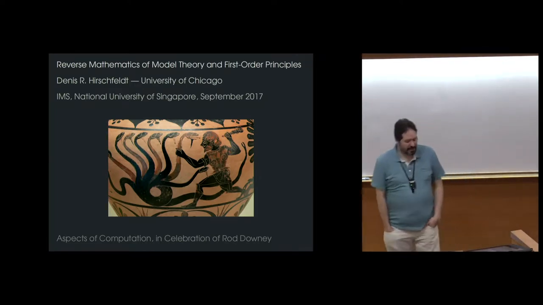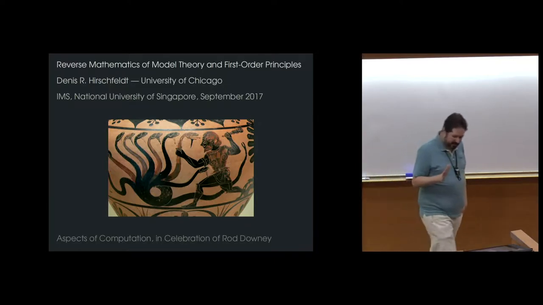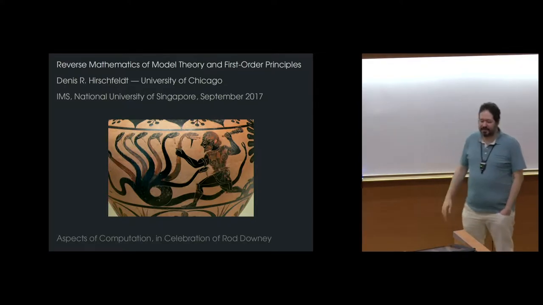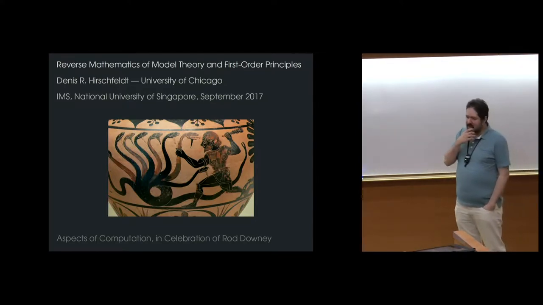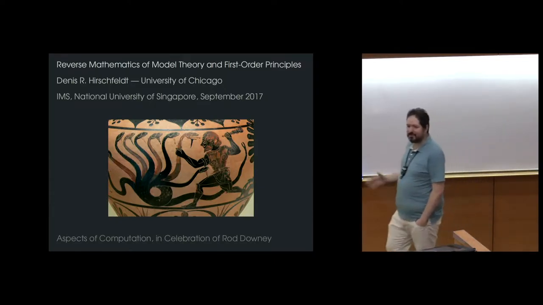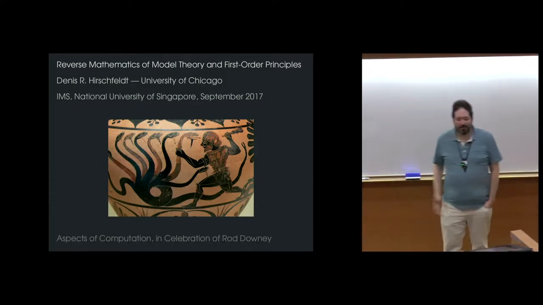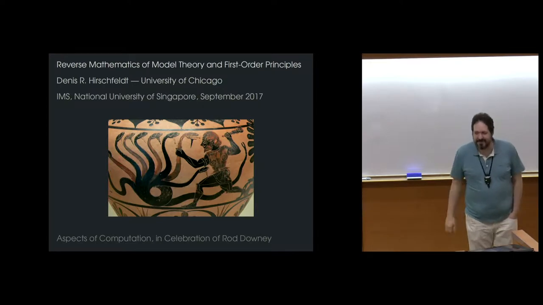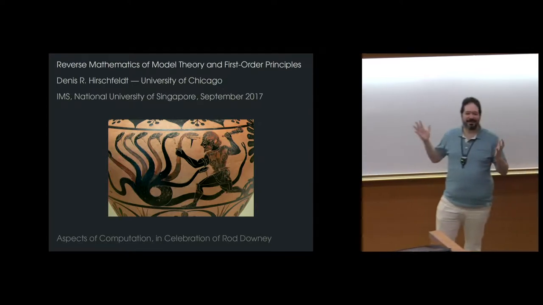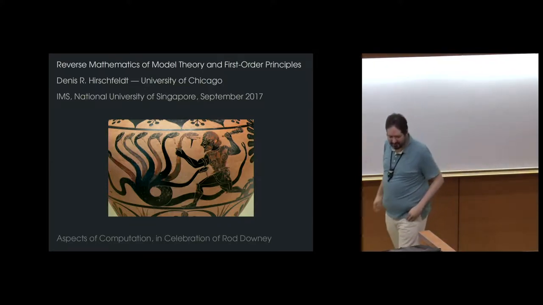And so today, I wanted to talk about some reverse math that comes from looking at some very basic model theory that leads to some first-order puzzles. I think of them as puzzles because I'm not sure that they're really important questions. Kata's talk yesterday talked about the serious part of first-order principles. This is maybe more like fun puzzles, I don't know, but I'd still like to know the answers.